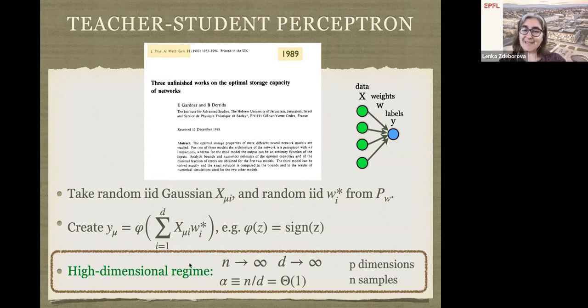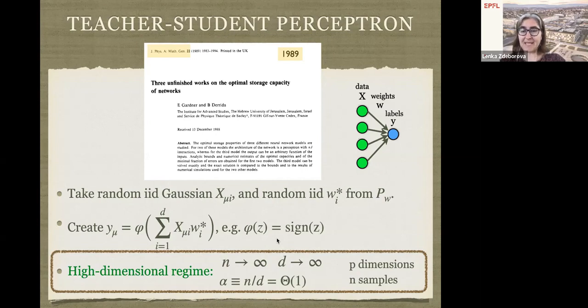What is already interesting here is that already back then they looked at the high dimensional regime. That is when the dimensionality of the inputs D is going to infinity and the number of samples N is also going to infinity, but the ratio is some fixed number, say 5, imagine 5. Oh, sorry, this should be D here.